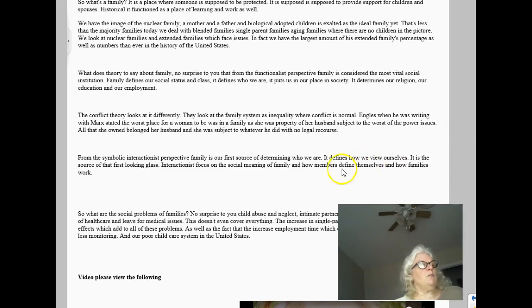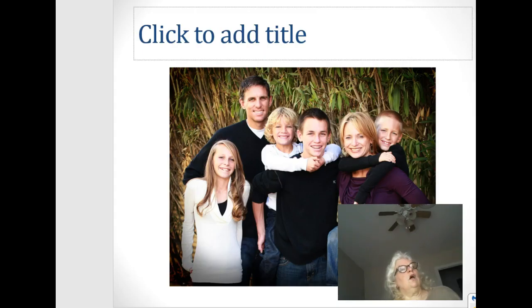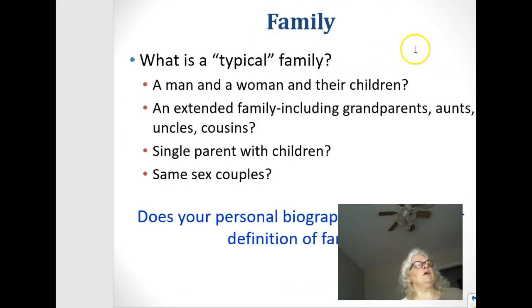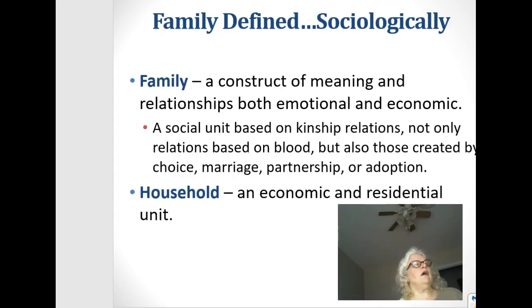Let's pop over to the PowerPoints and look at a few things. So this is what we think of families looking like. A false illusion sometimes. So what is the typical family? A man and woman and their children, extended families, grandparents, aunts, uncles, single parents with children, same-sex couples. Does your own background influence your definition of family? Remember, you're using the sociological imagination here, where you step outside of yourself and move to explore this particular area.